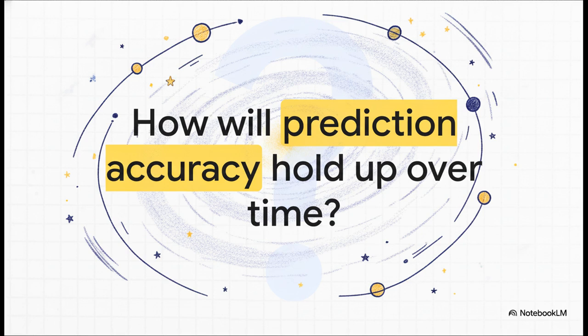But I want to leave you with this final thought. As we predict eclipses deeper and deeper into the future, how will the accuracy of our predictions hold up over vast, unimaginable scales of time? Because we know nothing in the universe is perfectly static. Orbits can subtly shift over millions of years. It really just highlights the incredible, ever-changing cosmic dance that we are all a tiny part of.